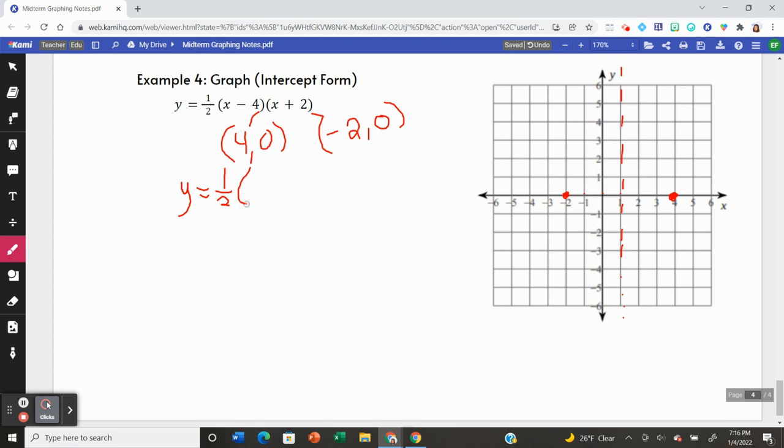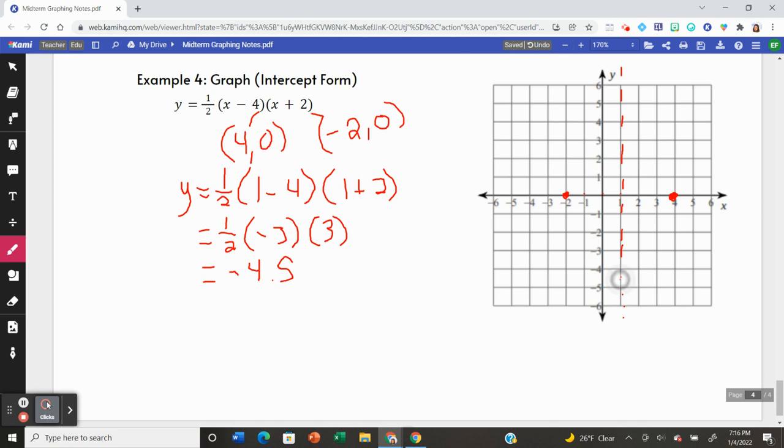So 1/2, 1 minus 4, and 1 plus 2. So 1/2, this is a negative 3 and a positive 3. So it looks like that's negative 9/2 or negative 4.5. So in our function here, if we had a 1, you go down to negative 4.5. Somewhere over here is going to be the location of our vertex. Very similar to the last example, we do want 5 points.